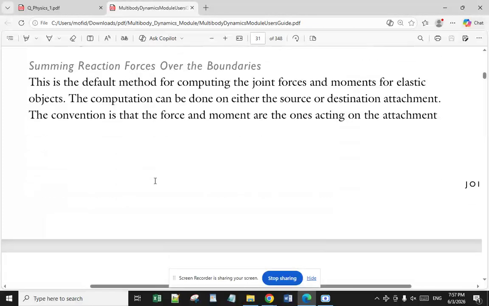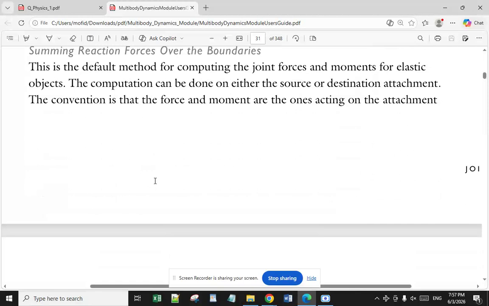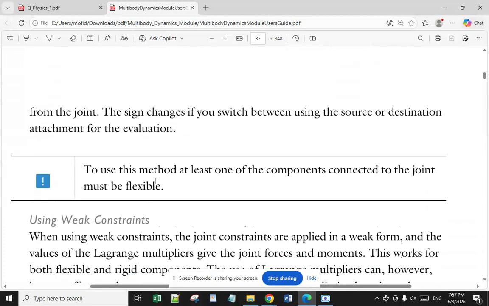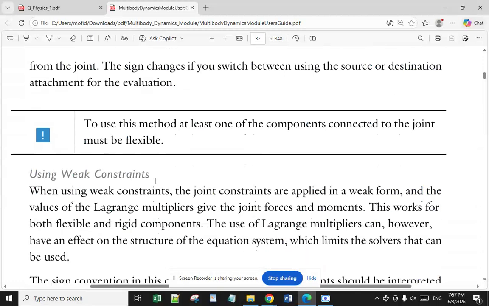Summing reaction forces over the boundaries. This is the default method for computing the joint forces and moments for elastic objects. The computation can be done on either the source or destination attachment. The convention is that the force and moment are the ones acting on the attachment from the joint. The sign changes if you switch between using the source or destination attachment for the evaluation. To use this method, at least one of the components connected to the joint must be flexible.